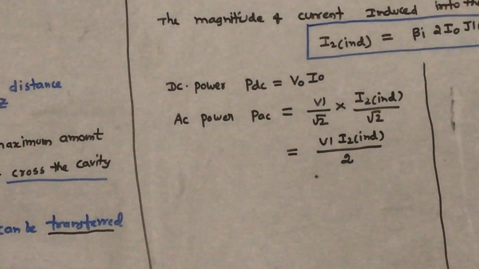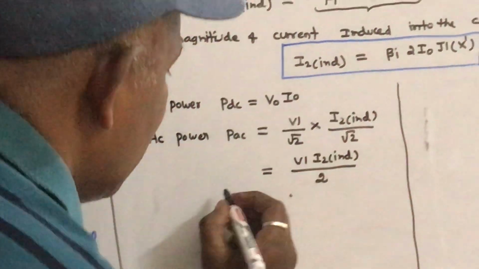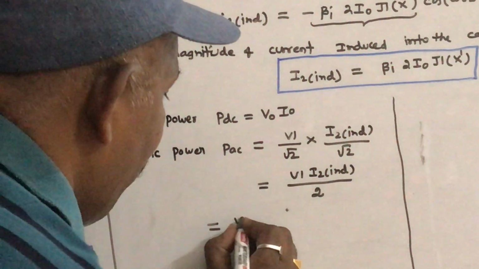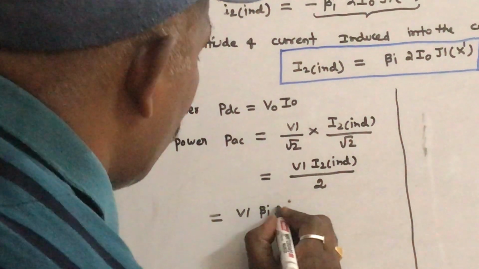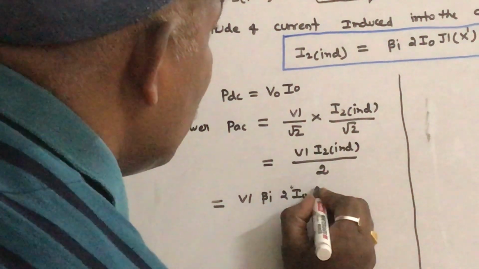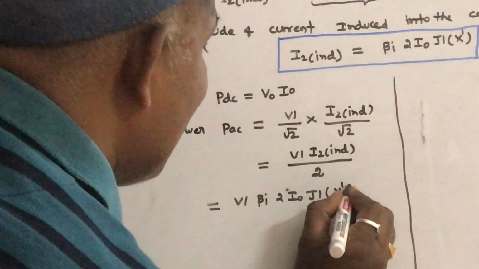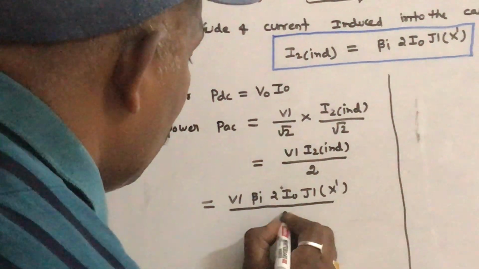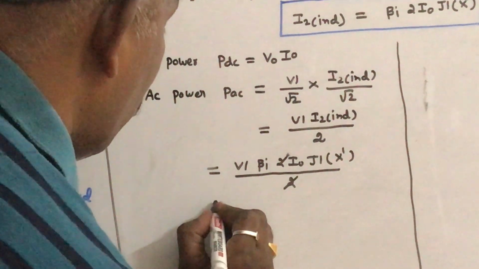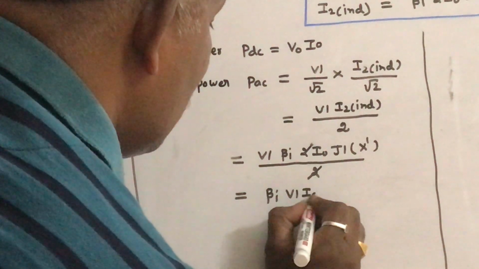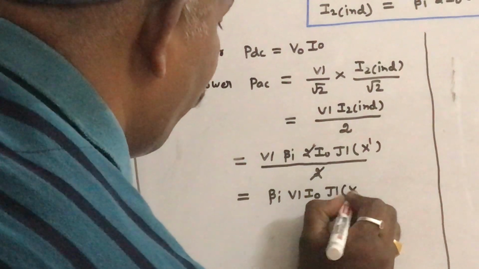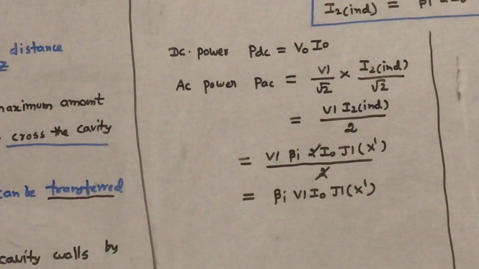So what is I2 induced? Substitute this formula. So that is V1. What is I2 here from this formula? Beta I, so 2I0 J1 of X dash by 2. Cancel out 2 and 2. So it will come out as beta I V1 I0 J1 of X dash. So this is the AC power.